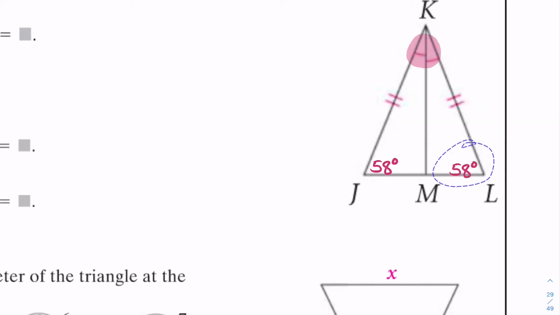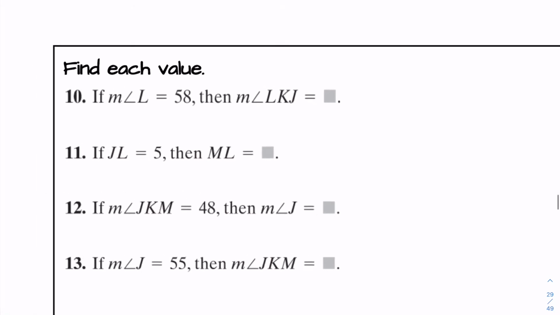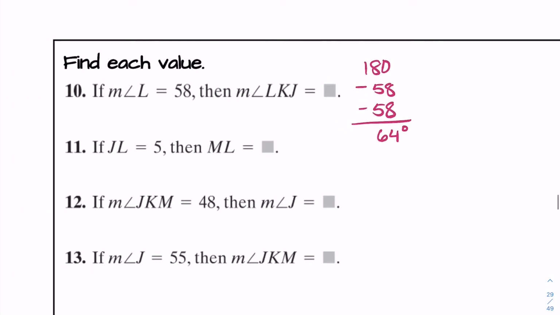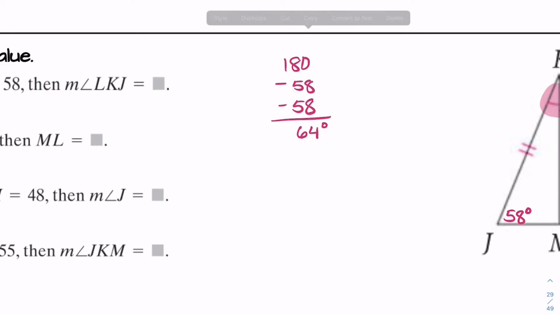I'm going to make it a little bit larger. There we go. So I'm going to do 180, take away 58, take away 58 again. That's 116, so that is 64 degrees. Yep. So the measure of LKJ is 64 degrees.